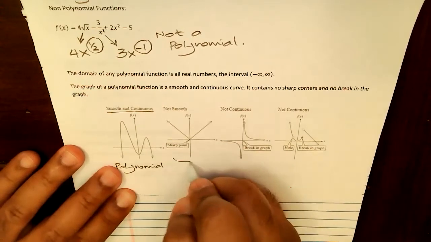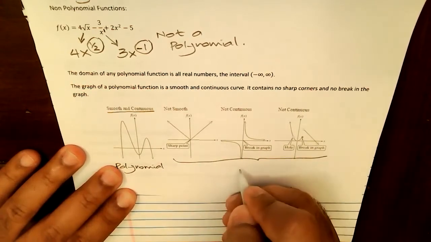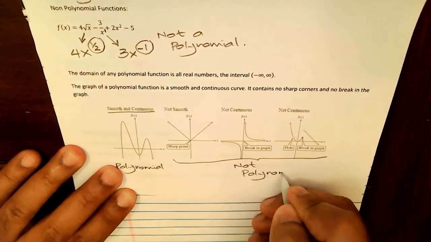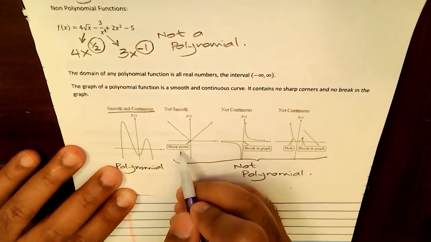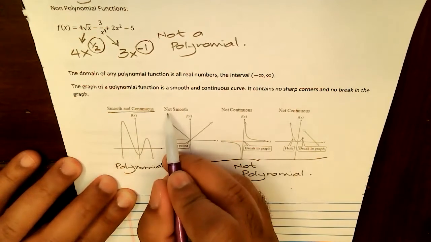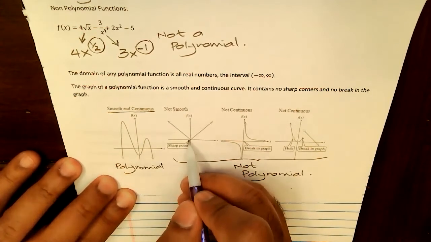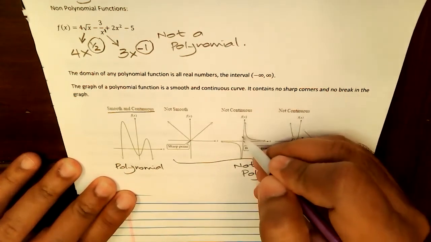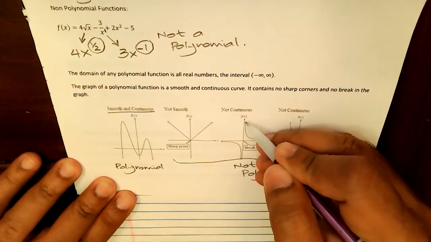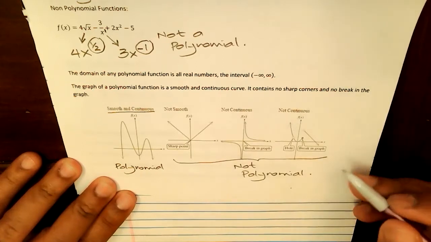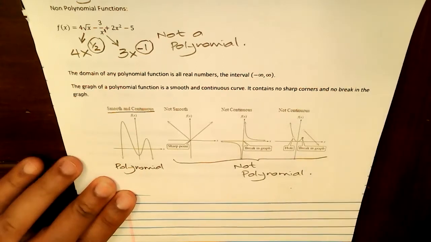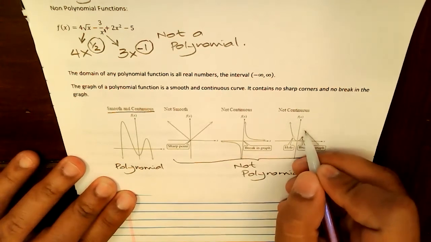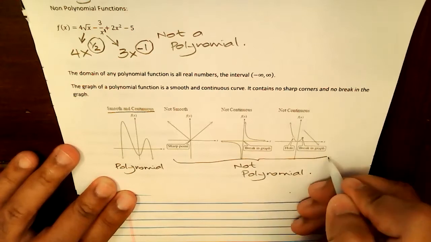These other cases here that we have, those three other graphs that I have, those are not polynomials. And the reason they're not polynomials is because, if we look at the first case, this one is not a smooth graph because we have a sharp point in the graph. The second one is not continuous because we have a break in the graph right here where the y-axis is. And then the last graph is also not continuous because you see we have a hole right there and also another break in the graph right here.